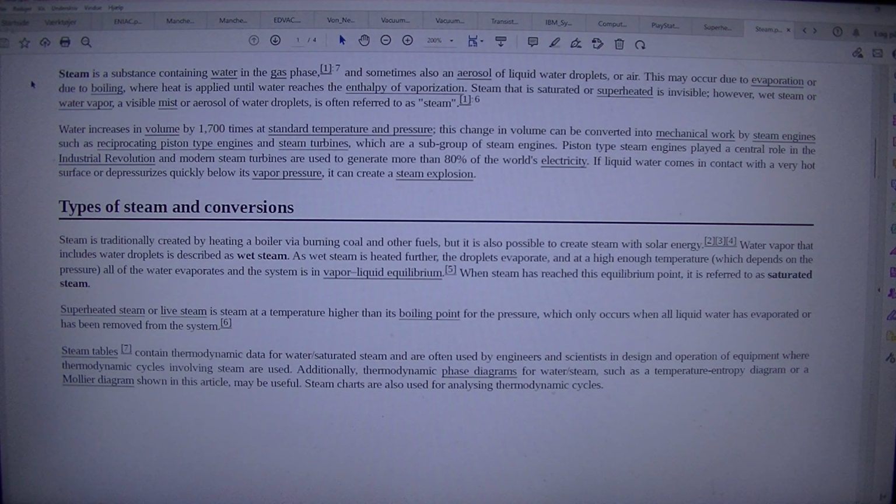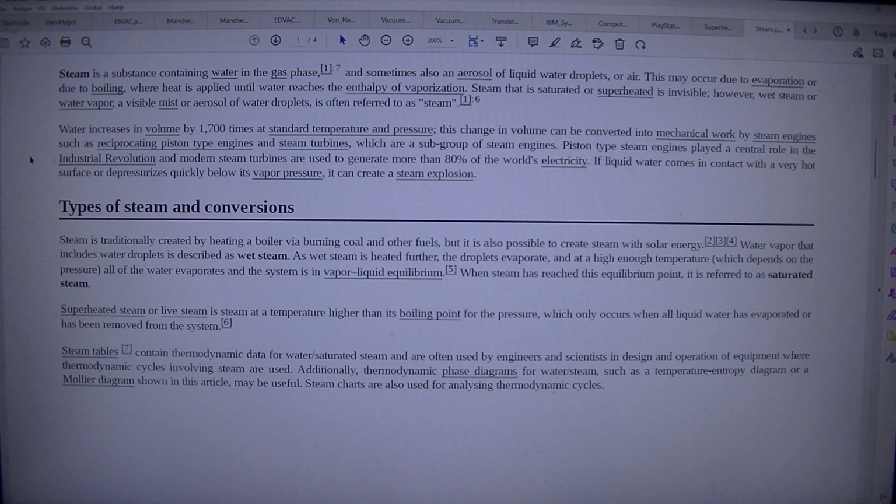Water increases in volume by 1,700 times at standard temperature and pressure. This change in volume can be converted into mechanical work by steam engines such as reciprocating piston-type engines and steam turbines, which are a subgroup of steam engines. Piston-type steam engines played a central role in the Industrial Revolution, and modern steam turbines are used to generate more than 80% of the world's electricity. If liquid water comes in contact with a very hot surface or depressurizes quickly below its vapor pressure, it can create a steam explosion.